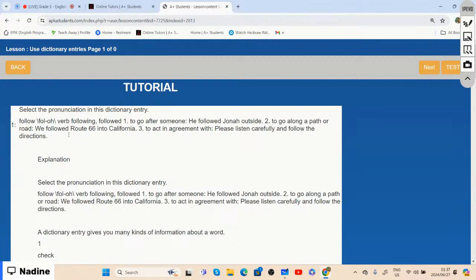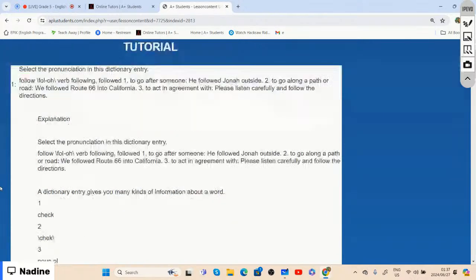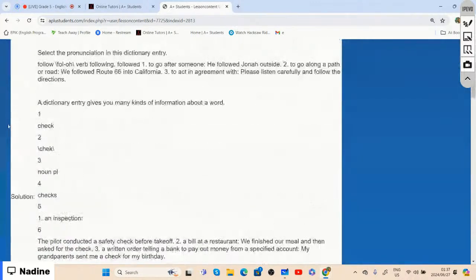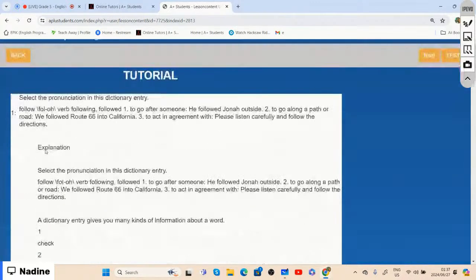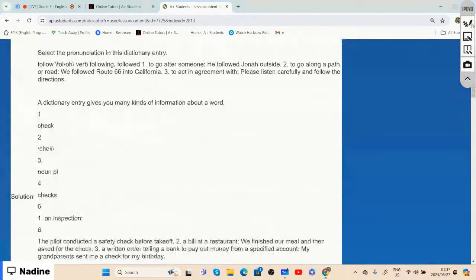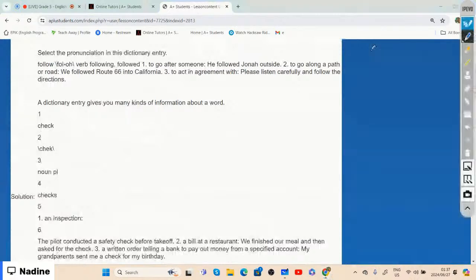All right, so we said that. Let's look at this one. It says, select the pronunciation in the dictionary. So in a dictionary, we will have our word, right? So say for example, our word is follow. This is our word. That is in your dictionary.